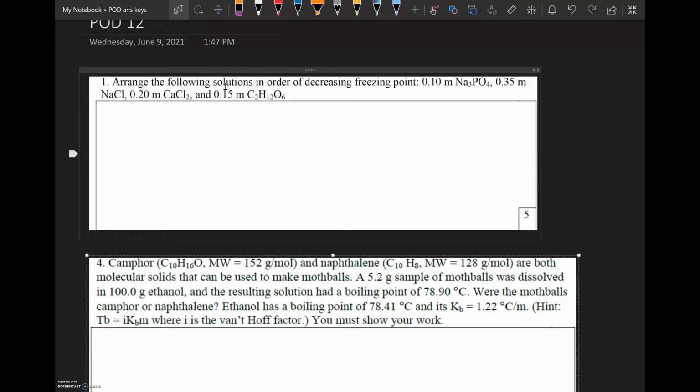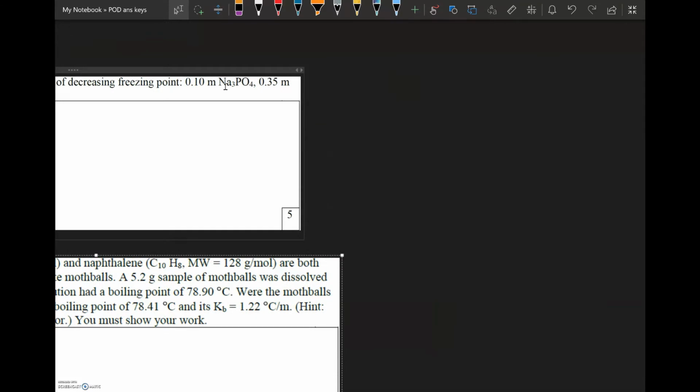Now, one of the things that we have to do is pay attention to the molality, but you also have to pay attention to the Van Hoff factor. If you're not familiar with the Van Hoff factor, I'll just go ahead and give you a simple rundown of it here. When you take this compound and dissolve it into water, it is going to dissociate into a number of ions.